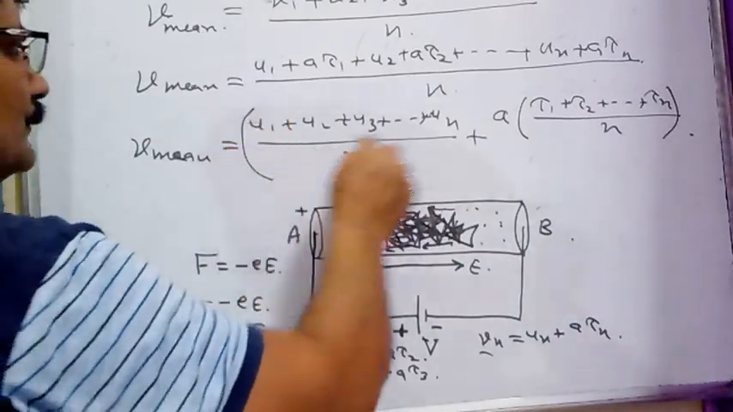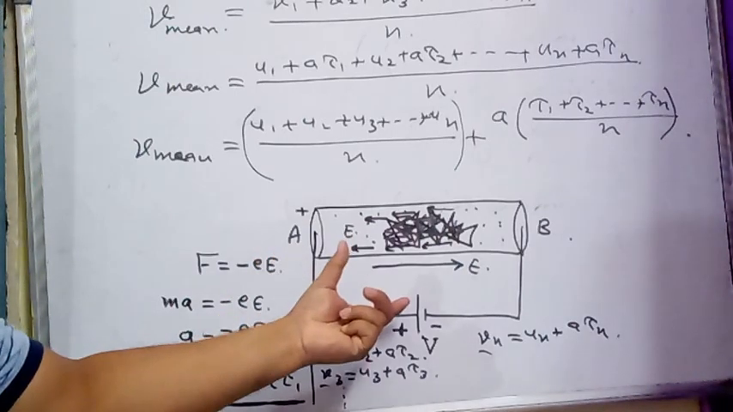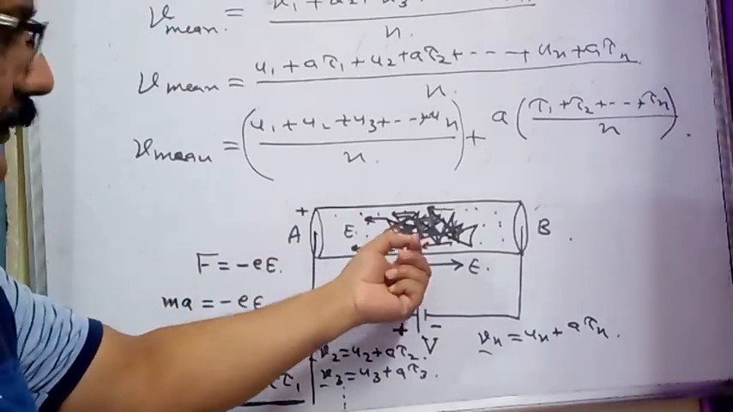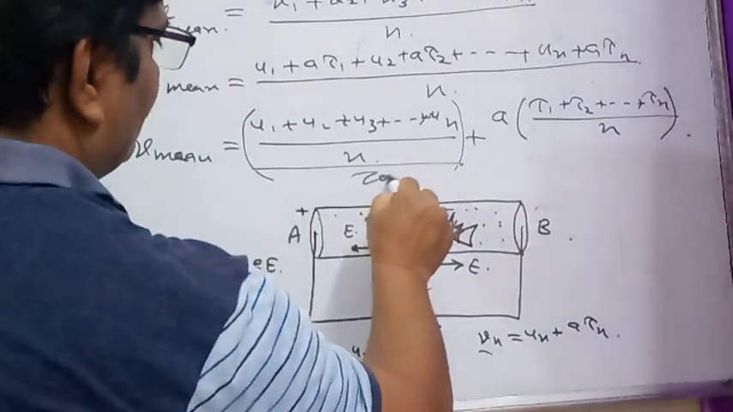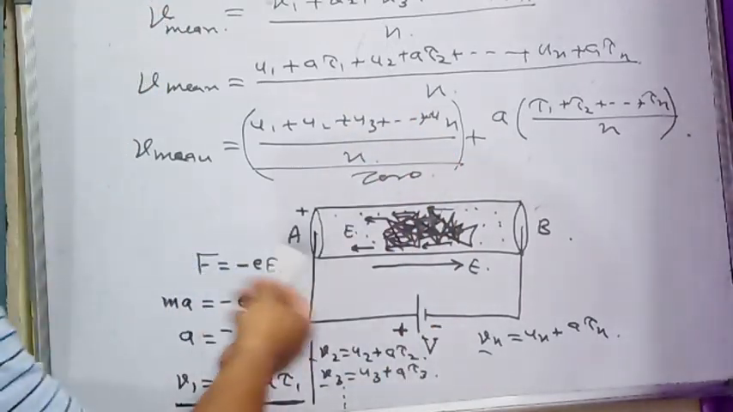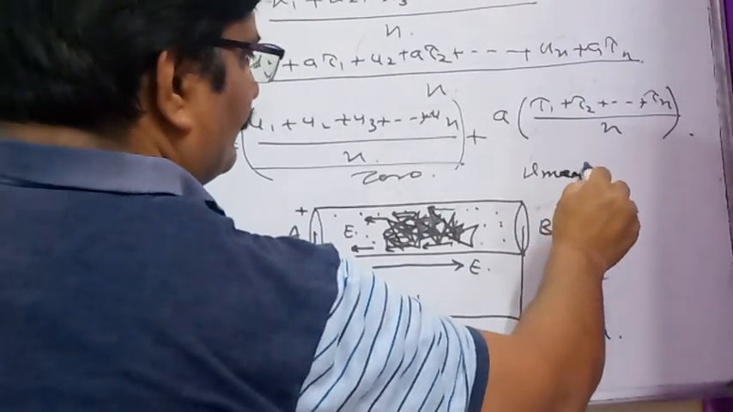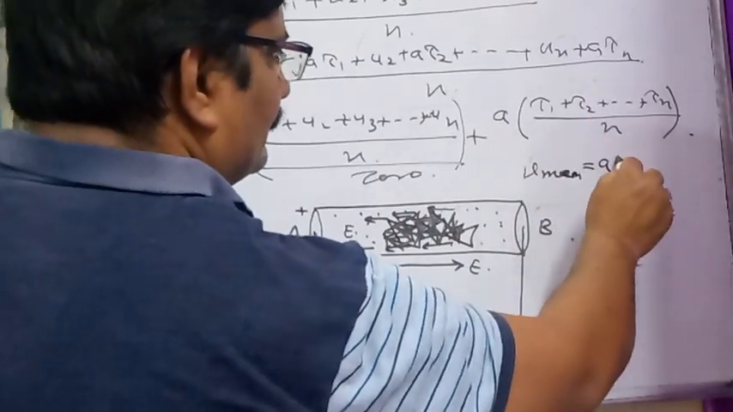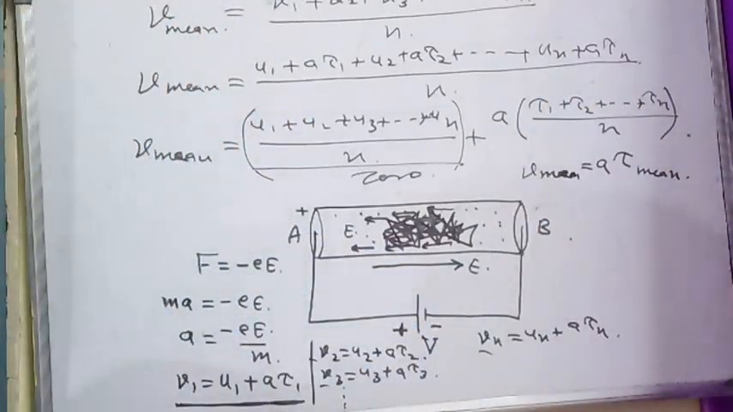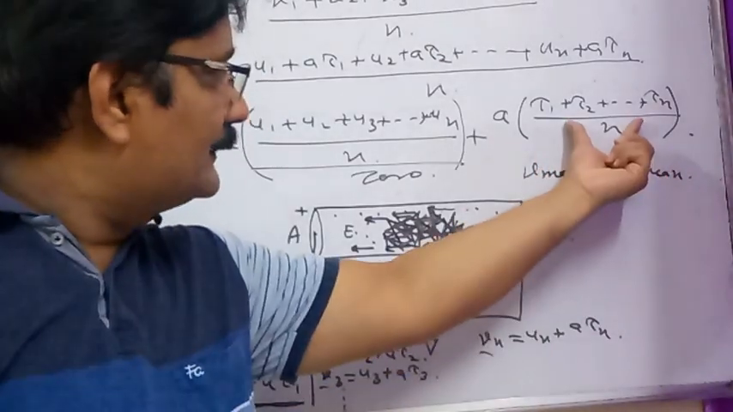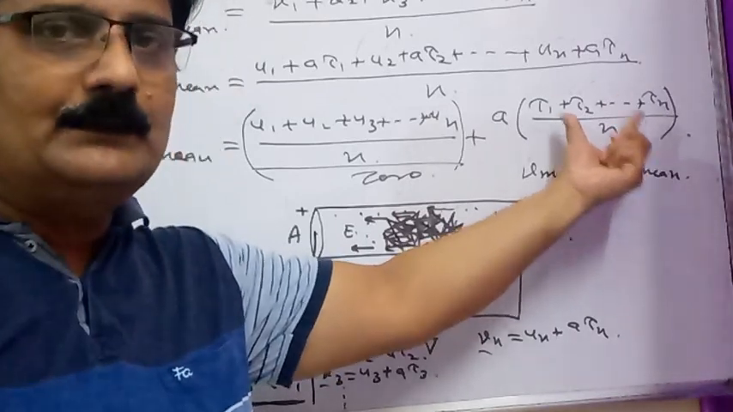This quantity is 0. This is the initial velocity of the electron before application of the electric field, and we have seen that the mean velocity of the electron before application of the electric field is 0. So this quantity is 0. What is going to be the value of the mean velocity? V mean is equal to a, that is acceleration, multiplied by tau mean. Tau mean is this quantity, the mean of the relaxation times of the individual free electrons in the conductor.